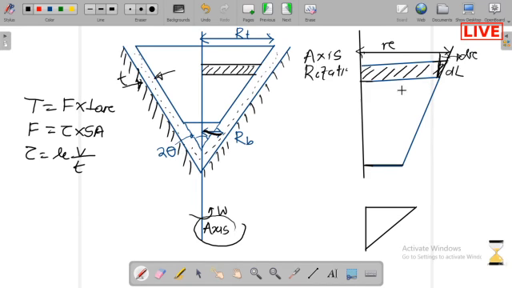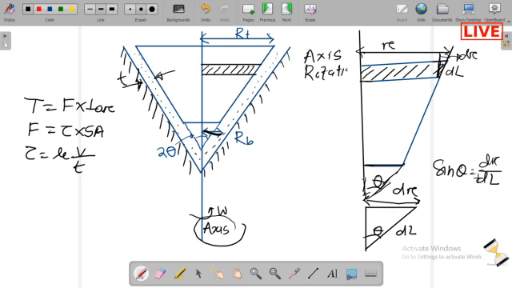Now I am magnifying this one right over here. This one is dr, and this one is my dl, and this angle is called theta, because if you extend this one, this angle is theta. If this angle is theta, definitely this angle will also be theta. So sin theta will be how much here? Sin theta will be equal to dr by dl.